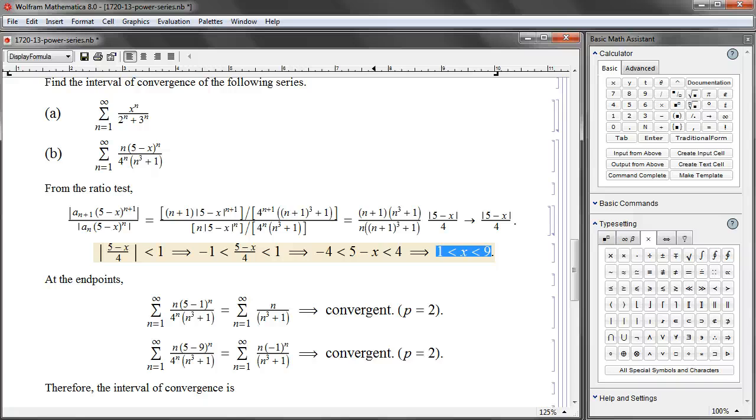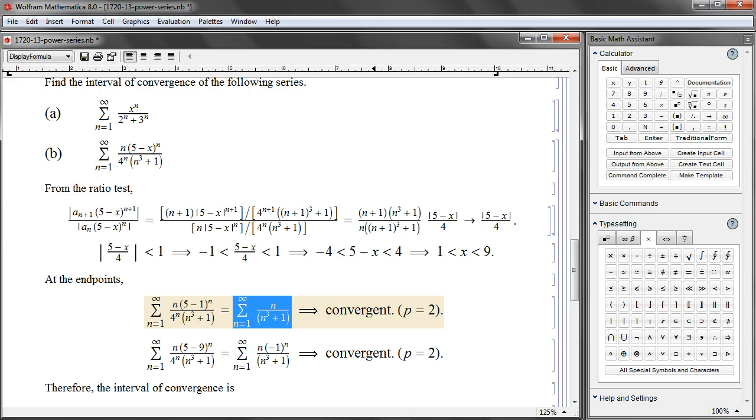In the exterior of this open interval, we have divergence. How about the endpoints? Plug in x equals 1 and plug in x equals 9. If you plug in x equals 1, then we have 5 minus 1 to the nth power, which is 4 to the nth power, which cancels out this denominator. And what we have is just an algebraic infinite series.